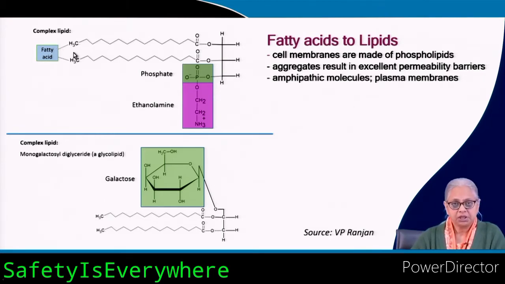So here we have two chains of fatty acids attached to a glycerol molecule, and at the third position we have a phosphate. So we have ethanolamine phosphate. Now what this kind of structure does is that it creates an amphipathic molecule. So this amphipathic molecule has a fatty acid tail and a head that is polar.